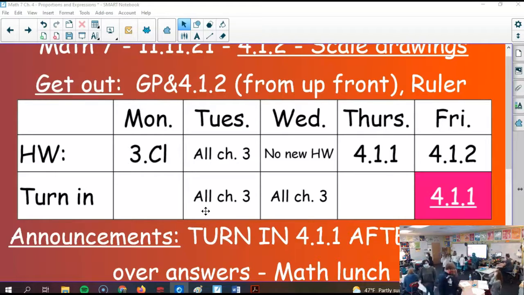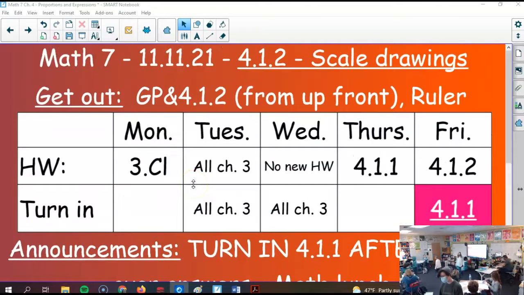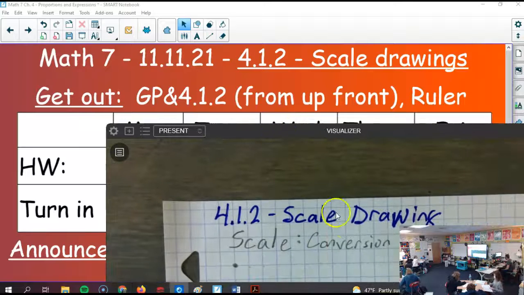Our header is up there on the screen. 4.1.2 scale drawings. I know you can. Do you need to see me write it for you to write it? It's up on the screen. Here, you can see my pretty handwriting if you want. There you go, scale drawings.